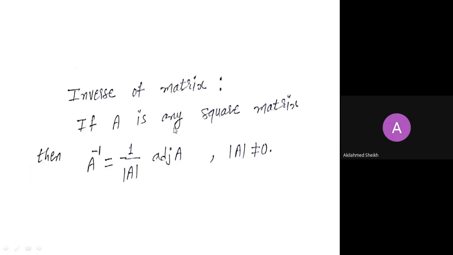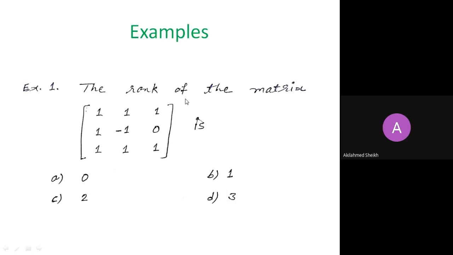Now the next definition is the inverse of a matrix. If A is any square matrix, then A inverse is equal to 1 upon determinant of A into adjoint of A. Determinant of A is not equal to 0. This is the condition for existence of the inverse of a matrix. Now next we start examples.